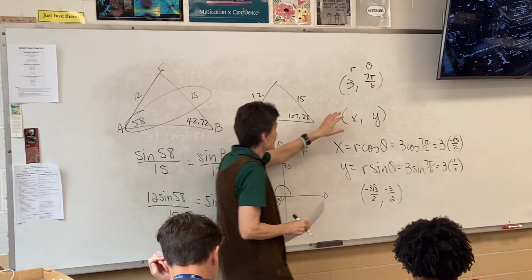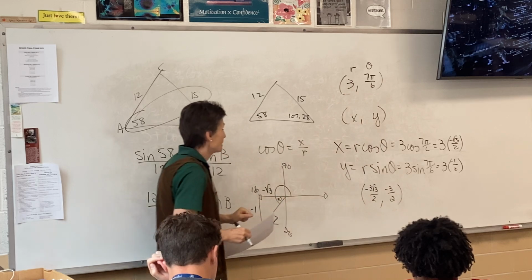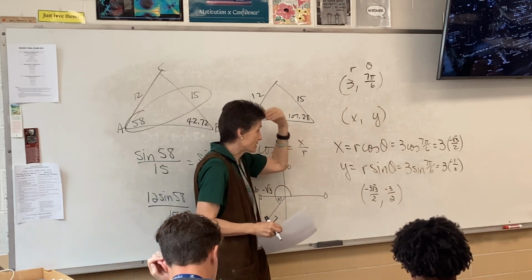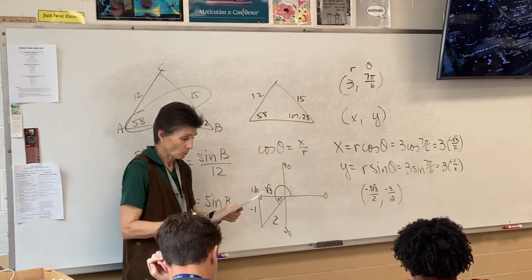So polar coordinates are r comma theta, rectangular coordinates, Cartesian coordinates, x comma y.